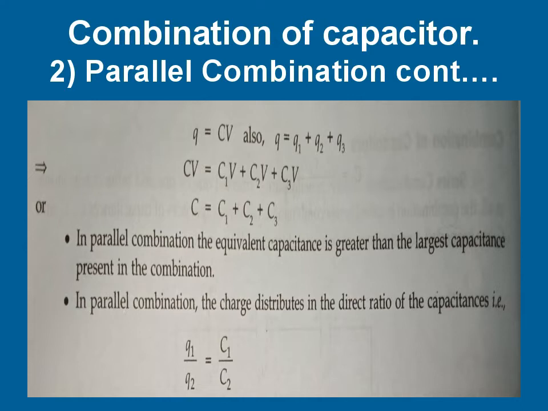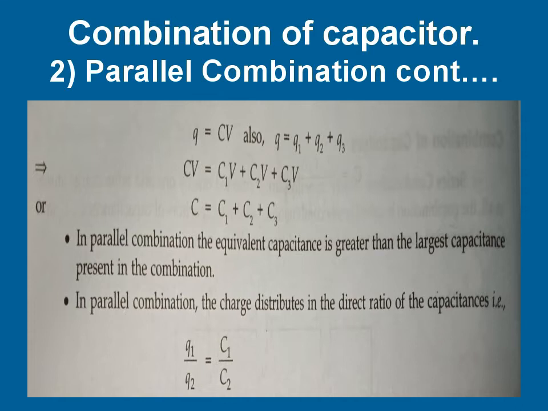Then what do you observe? In parallel combination, the equivalent capacitance is greater. It is the reverse of resistance. In previous classes, we studied that in parallel combination the value of resistance goes on decreasing. But here, the value of capacitance goes on increasing. That's why in parallel combination, the equivalent capacitance is greater than the largest capacitance present in the combination.